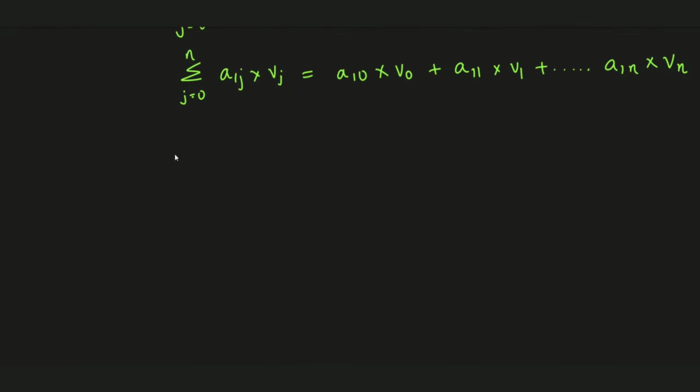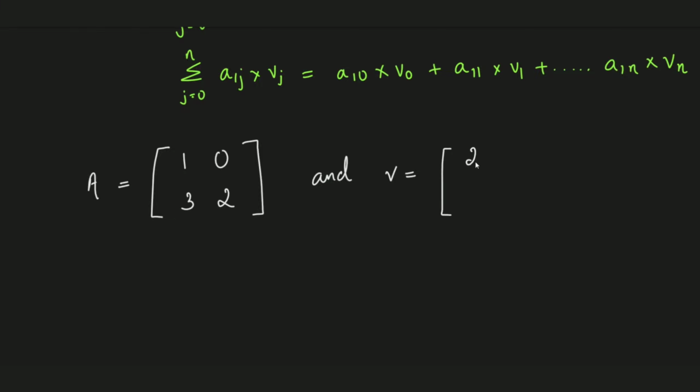Now let's see the example. Let's say we have a 2 cross 2 matrix in the example, and the matrix has the elements 1 0 3 2. Let's say this particular matrix is named A. You can see in this matrix we have a total of 2 rows and 2 columns. And let's say we have one single vector which is of the order 2 cross 1. Let's say the elements in the vector are 2 and 1. Now this is the given matrix and vector. We need to find the multiplication of this matrix and the vector, that is A cross V.